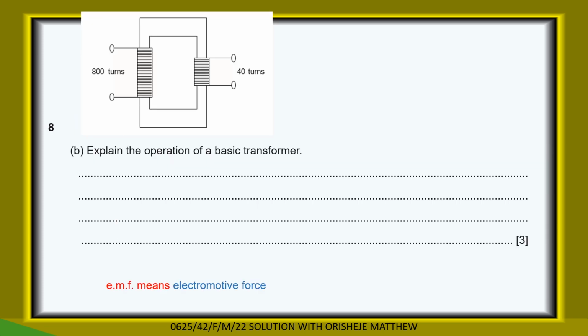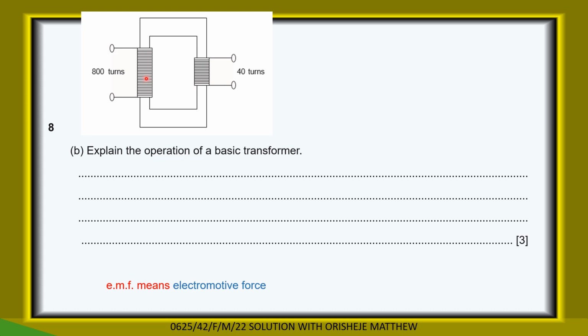Explain the operation of a basic transformer. Okay, so for you to know the basic operation of a basic transformer, the primary coil is connected to alternating voltage, and then the alternating voltage will cause a variation in the magnetic field, which will now induce a magnetic field and voltage in the secondary coil.